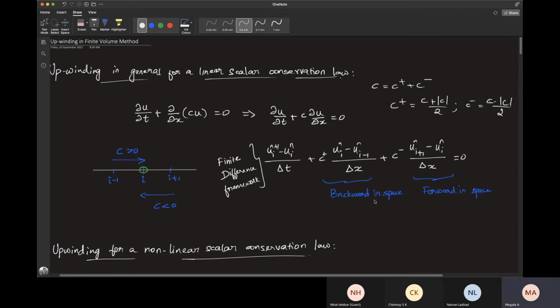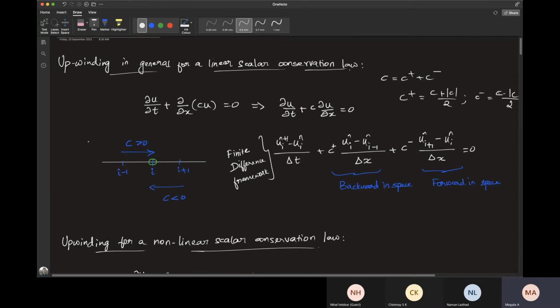So that way we have done backward differentiating for the derivative corresponding to C plus and forward differentiating for the derivative corresponding to C minus, because if C is greater than 0, things are coming from left to right. So i will be influenced by i minus 1, and if C is less than 0, i will be influenced by i plus 1. So in the first case, where C is greater than 0, we do backward differentiating, and for the second case, when C is less than 0, we do forward differentiating. This is the essential gist of upwinding, the basic thing that is followed in upwinding.